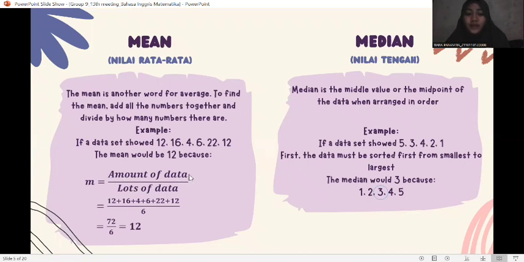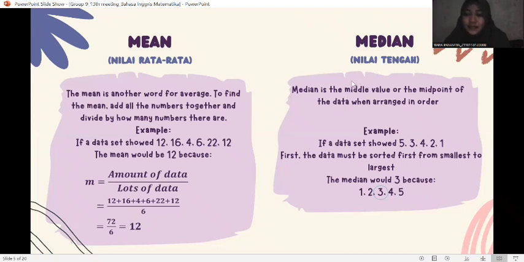So the amount of data equals 12 plus 16 plus 4 plus 6 plus 22 plus 12, divided by lots of data. Lots of data equals 1, 2, 3, 4, 5, 6. So lots of data is 6. So 12 plus 16 plus 4 plus 6 plus 22 plus 12 equals 72, divided by 6 equals 12. So the mean is 12.